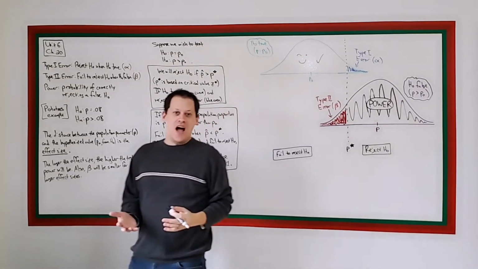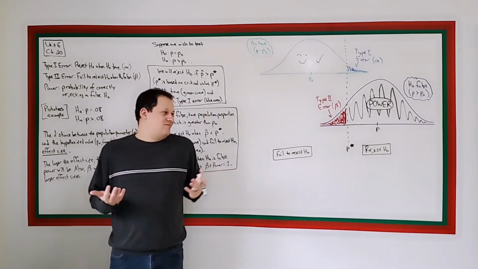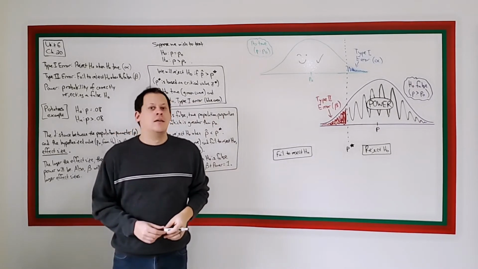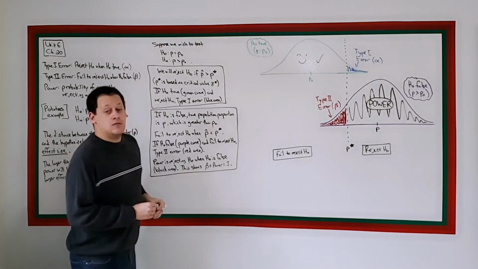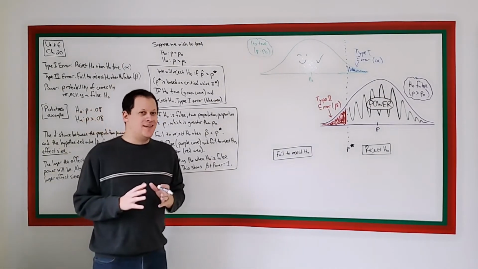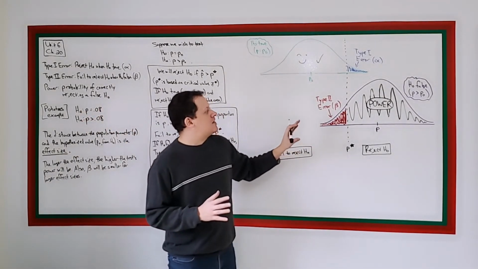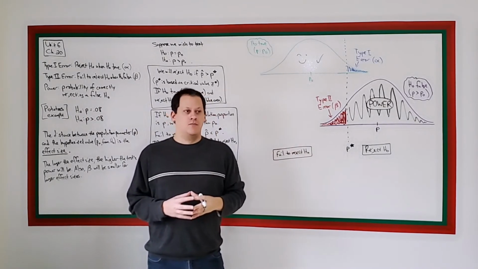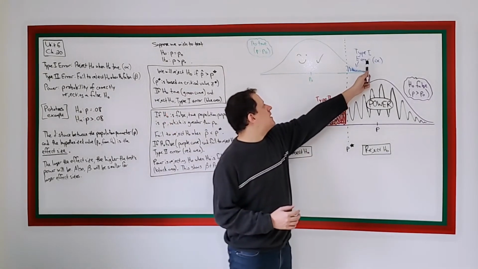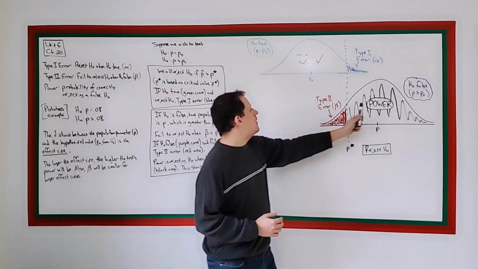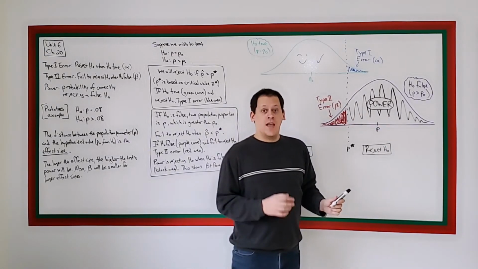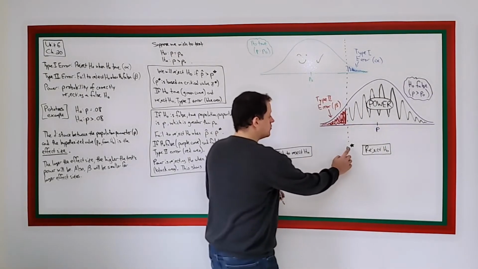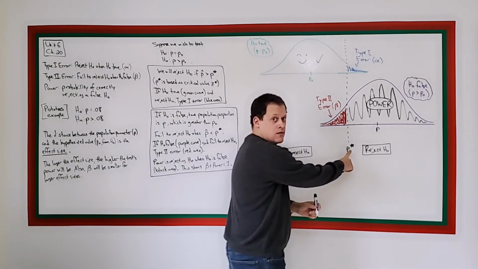Like, you did a good job, you didn't make a mistake, but it's not really interesting, we don't really care. Right? So, I hope that this diagram has shown you a little bit more clearly the relationship between type 1 error, type 2 error, and power. And a lot of it comes down to where this line is.